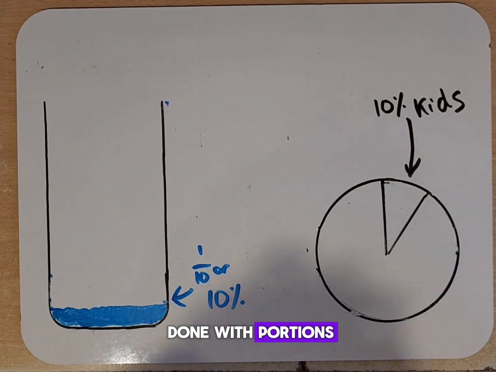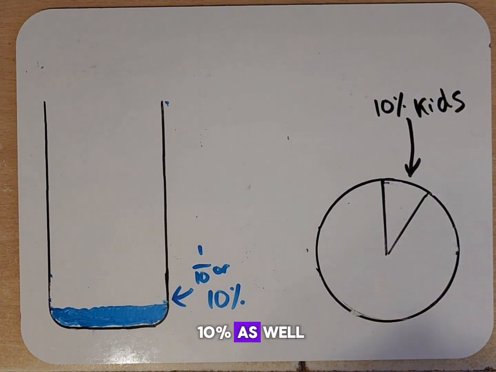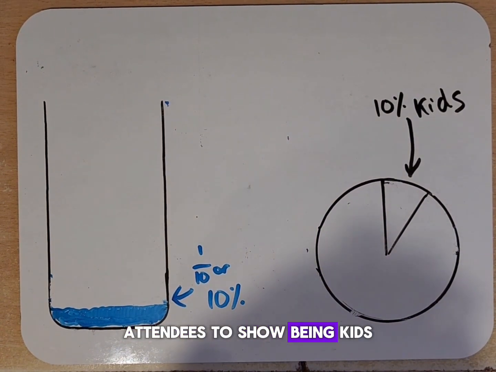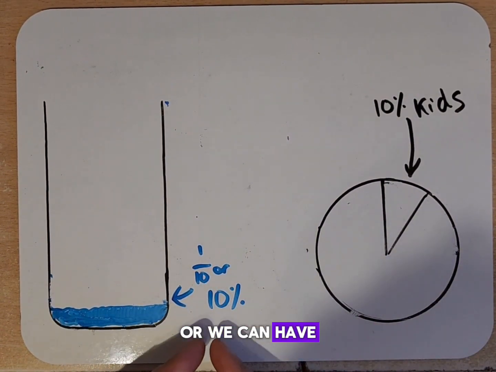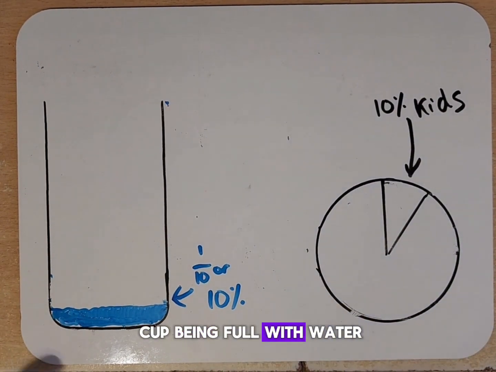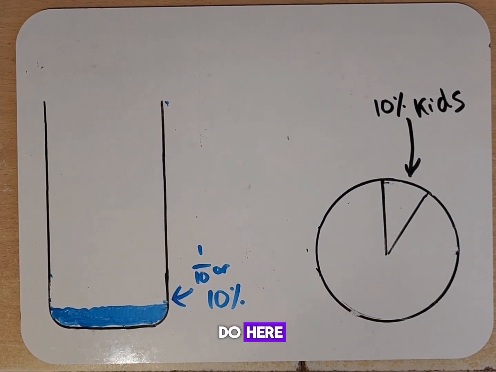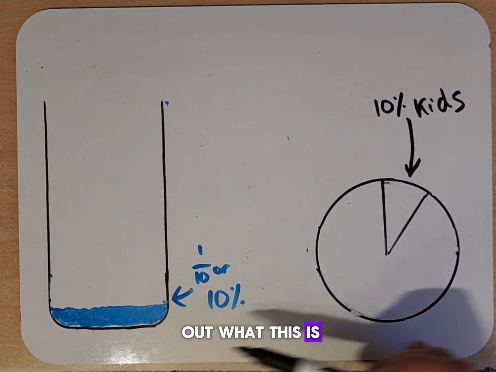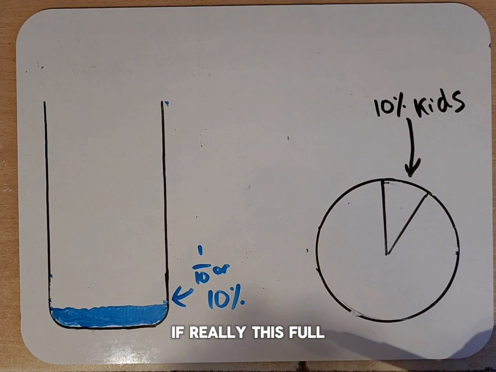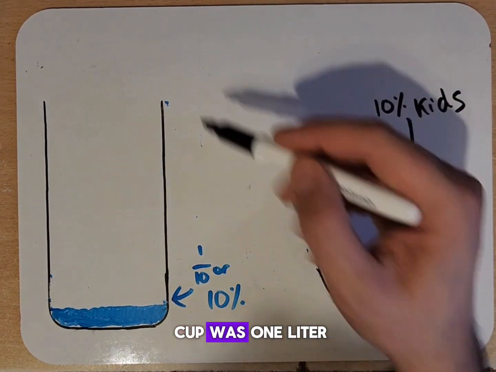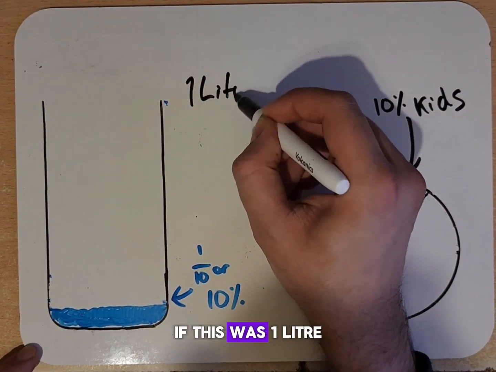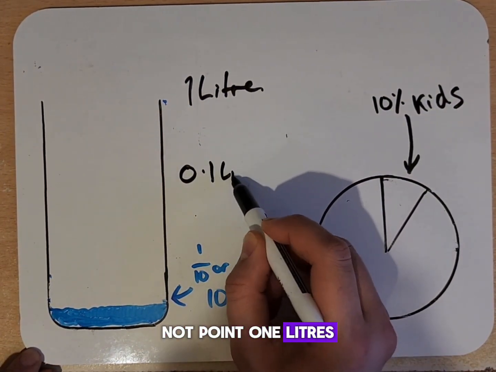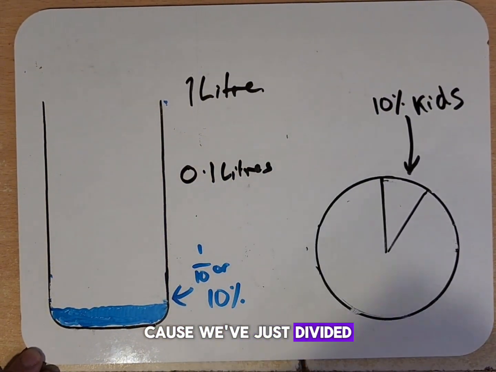And this can be done with portions of 1/10 or 10% as well. We can have 10% of the attendees to a show being kids, or we can have 1/10 of the cup being full with water. And what we can do here is we can either know the total amount and have to work out what this is. So for example, if this full cup was 1 litre, then we know that this here is 0.1 litres, because we've just divided by 10.